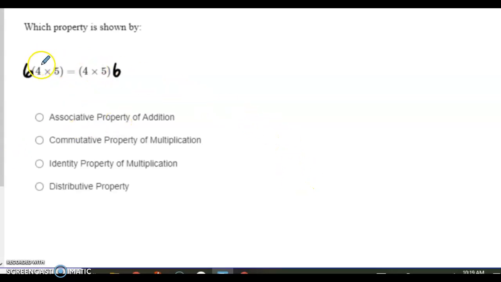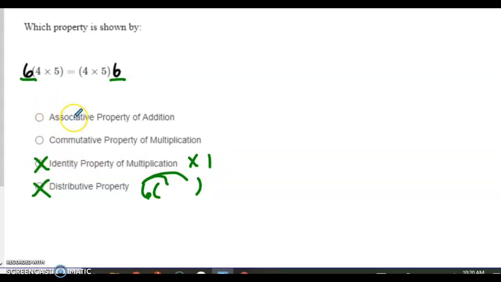Which property is shown? Okay, so what we did, we had 6 times parentheses 4 times 5, and then it equals parentheses 4 times 5 times 6. All we did was we switched the order. The 6 was in the front to begin with, and now the 6 is in the back. So let's look at all of our properties. I'm going to start at the bottom. In order to distribute, you would have to take that 6 and multiply it times each thing in the parentheses. So it's not distributive property. Identity property is whenever you multiply something times 1. So it's not identity property.